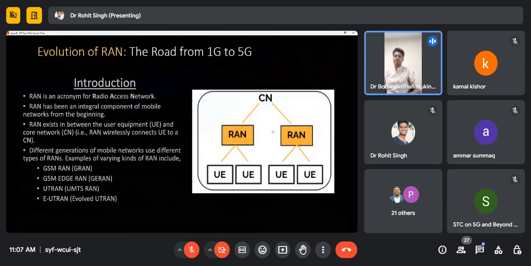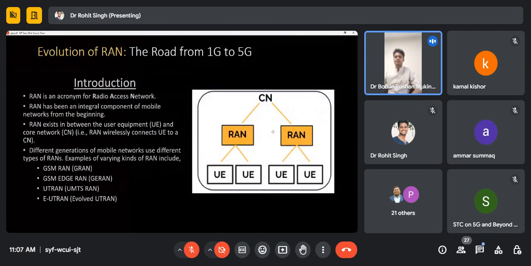So this we have already gone through. This is a general RAN which connects you or a user equipment, that is a mobile, to a core network. We have also discussed that the way we communicate to the base station also affects the core network. That is the reason why the RAN architecture is being renamed and evolved with the generations.